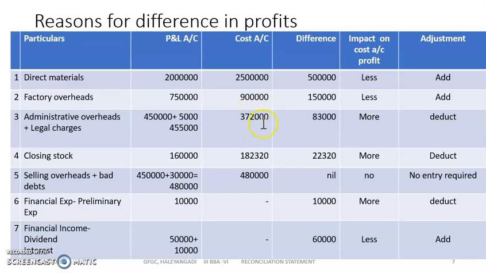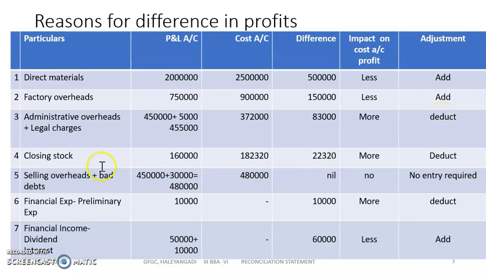In the cost sheet, you have shown less, you have put fewer expenses. When you show expenses less in the cost sheet, automatically your profit is more. So it becomes a less item or a deduct item. You're deducting it from the cost account profit to set it right.